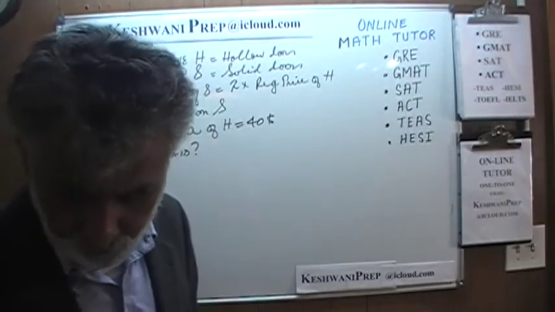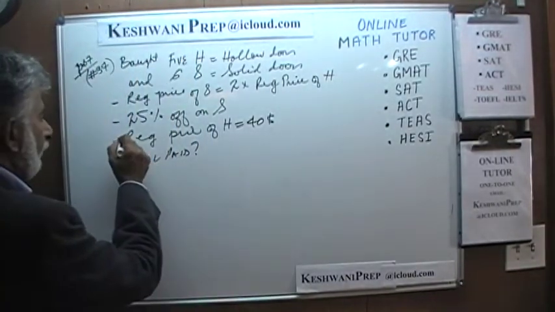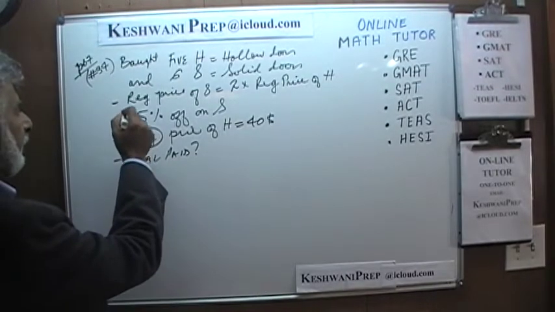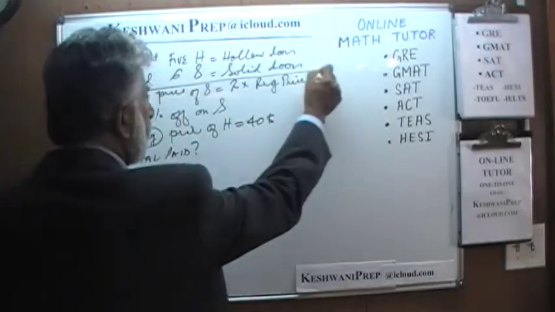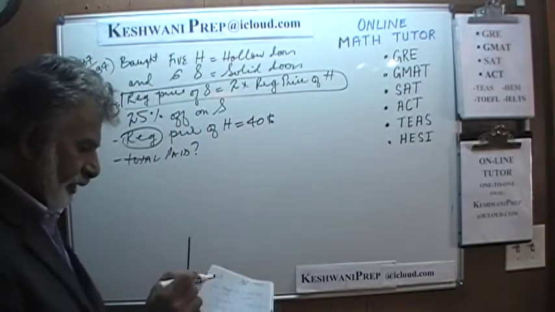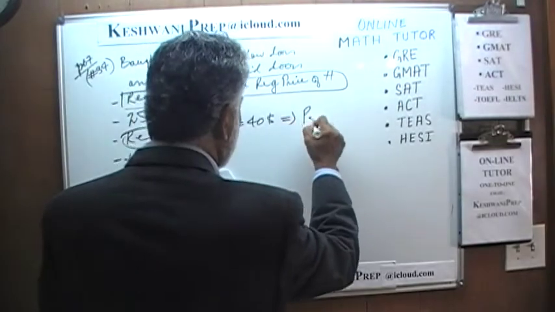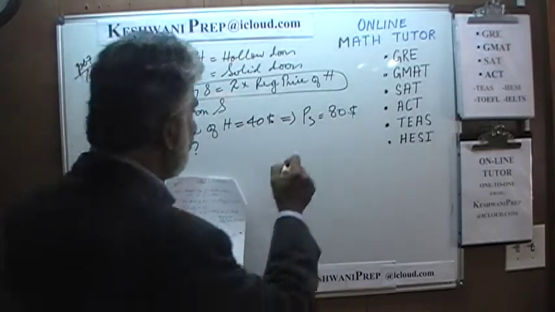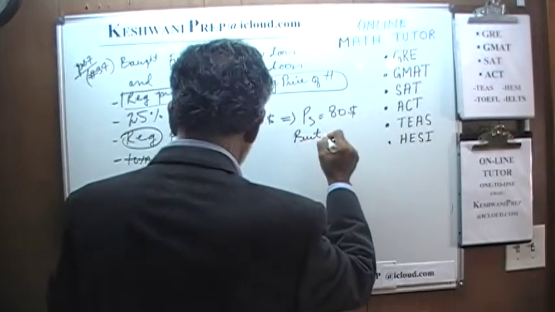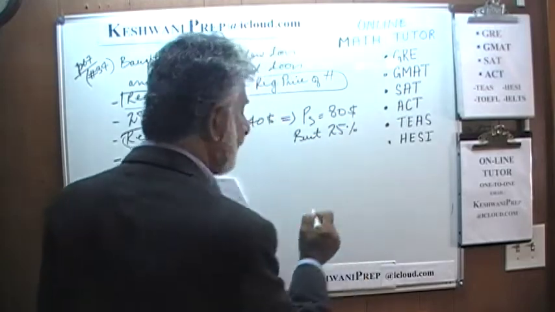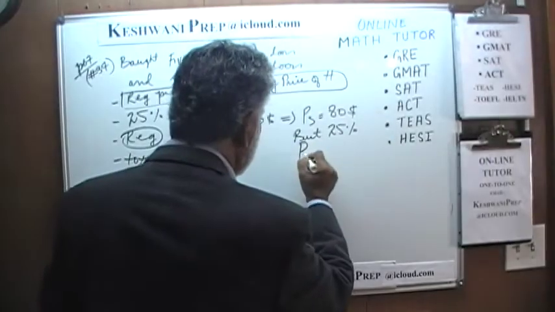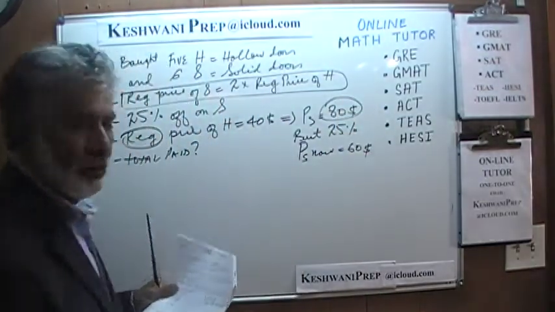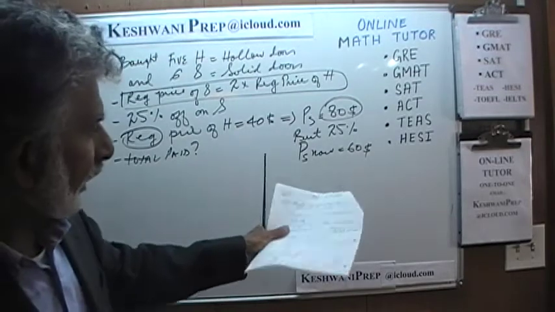So let's begin our story. As we know, the regular price of a hollow door is $40. But we are also told that the regular price of a solid door is 2 times hollow doors, which implies that the price of a solid door must be $80, because it's 2 times this. But right now it's 25% off, which means a solid door now is only $60. 25%, 1/4 of 80 is 20. So right now they're going for $60.